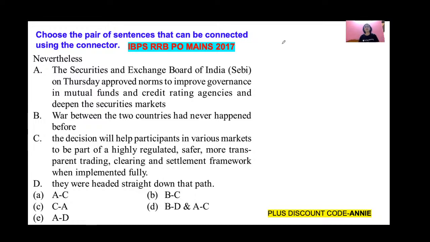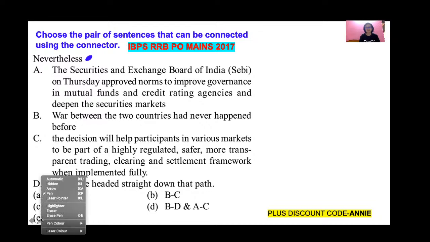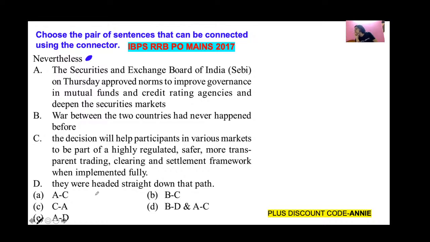Okay, choose the pair of sentences that can be connected using the connector nevertheless. Okay, Vishnu is saying explain option B once more. Okay, Vishnu, please solve this question. After that, I'm going to explain it to you.